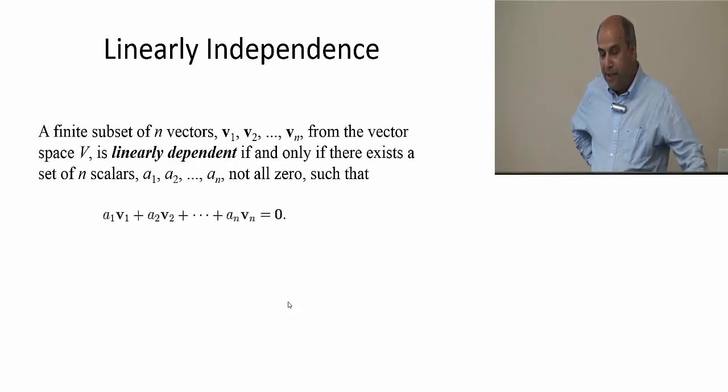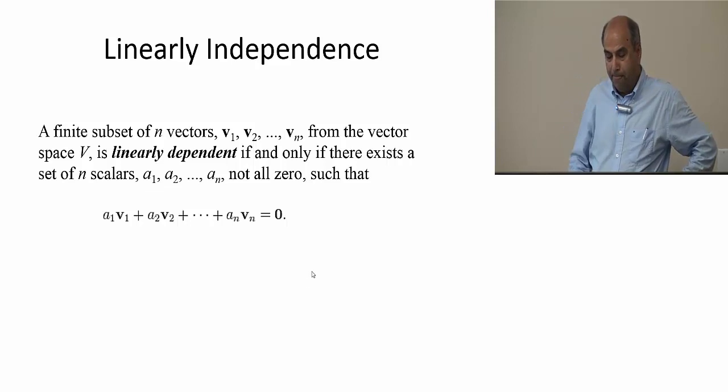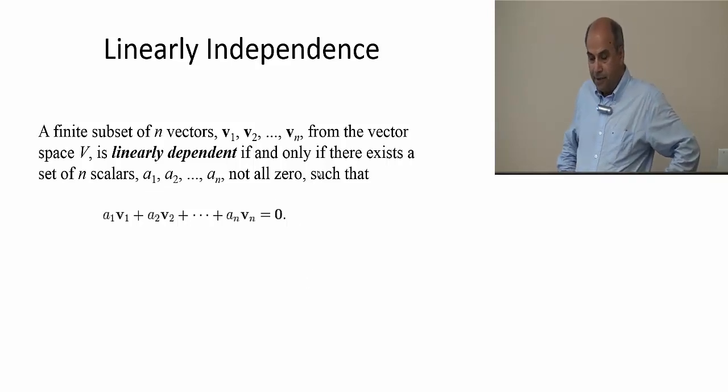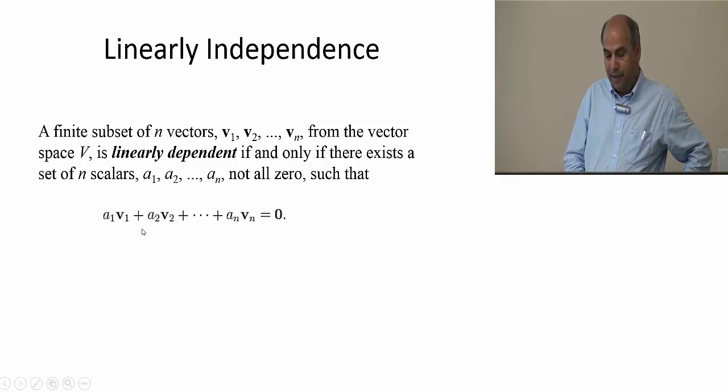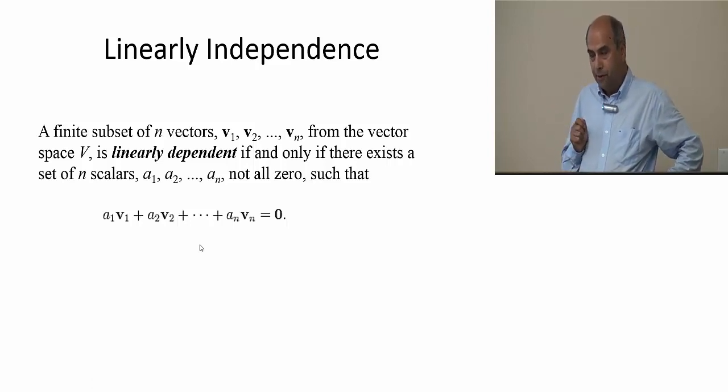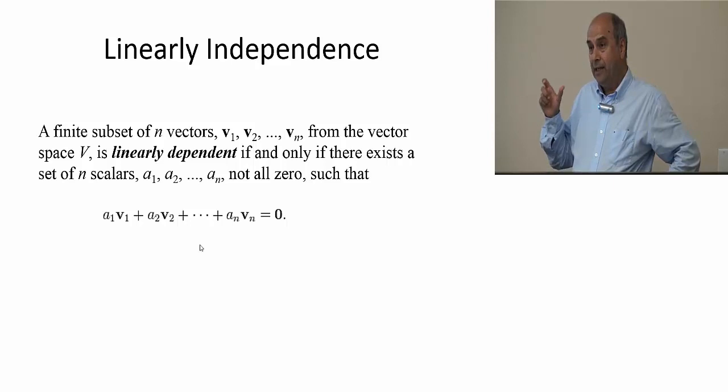Okay, so linear independence. This is a very fundamental concept. We have a set of vectors, shown here, n vectors. We will say that these vectors are linearly dependent if we can write a linear combination of these n vectors and this becomes zero, such that not all the coefficients are zero. If all the coefficients are zero, that's fine. But if the coefficients are not all zero, then these are called linearly dependent.